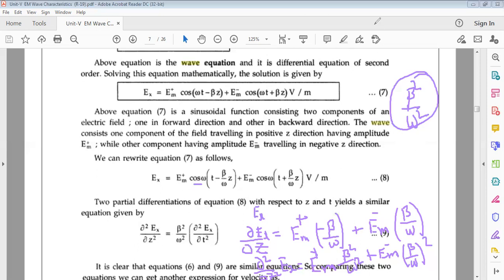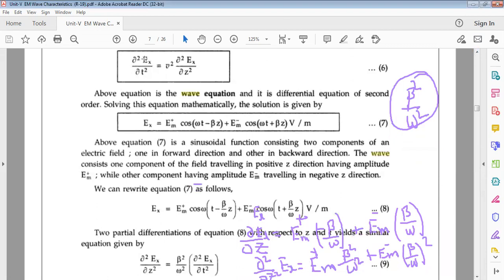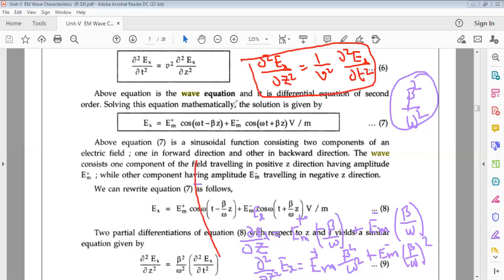So we already compare this equation with v square. You see, dou square Ex by dou z square, and dou square Ex by dou t square. Okay. From this equation, you can write dou square Ex by dou z square is equal to, now I'm writing this, 1 by v square into dou square Ex by dou t square. Now compare the equation now with this equation.